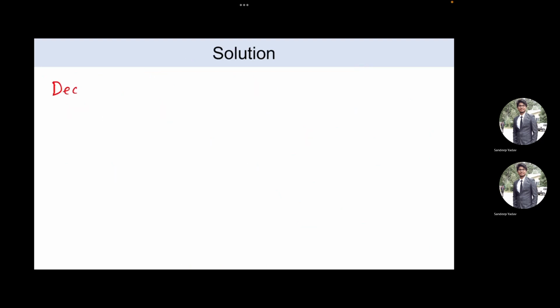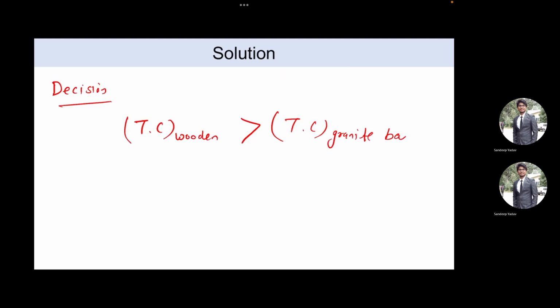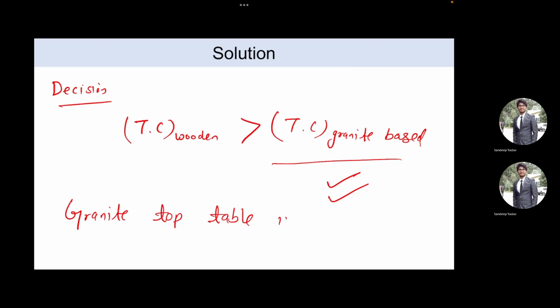Now our decision: total cost of wooden table is more than the total cost of granite based table. So of course this should be chosen. Suggested.